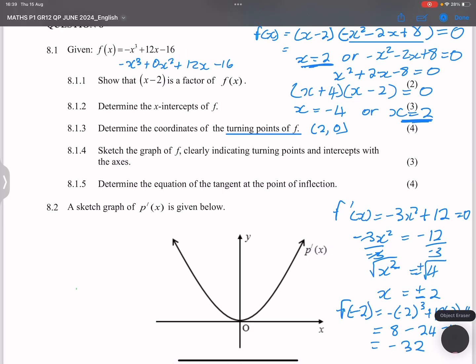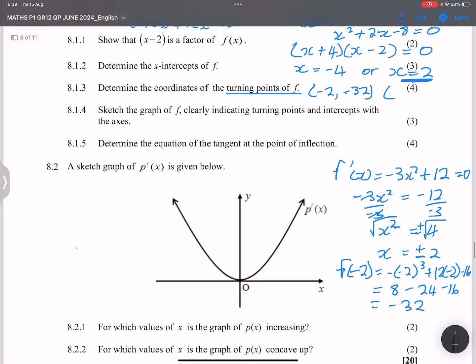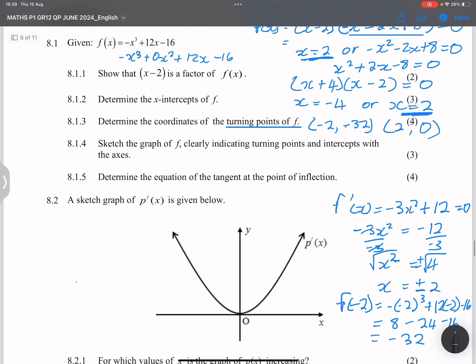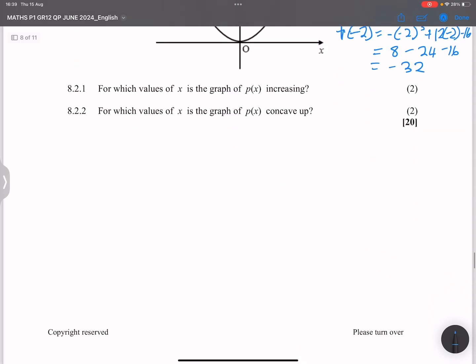So we've got two turning point values. The one is where x is negative 2 and y is negative 32. The other one is where x is 2 and our y value would be 0. And as I suspected, they would say sketch this graph. Okay, let's try to sketch that graph. What would it look like?